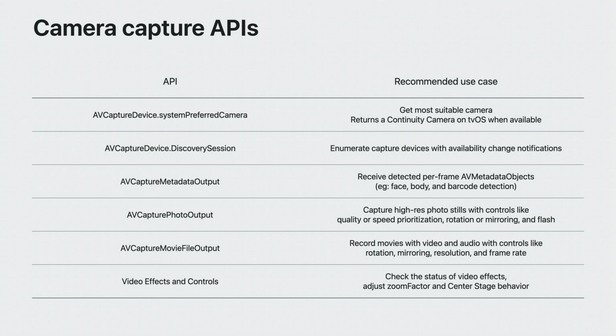Once a continuity camera is connected to Apple TV, your app can access many of the existing camera capture APIs. For example, you can use AVCaptureMetadataOutput to get per-frame video metadata, such as any detected faces or bodies. You can capture high-resolution photos using AVCapturePhotoOutput, record movies with video and audio using AVCaptureMovieFileOutput, and monitor video effects or control the camera properties like zoom factor.